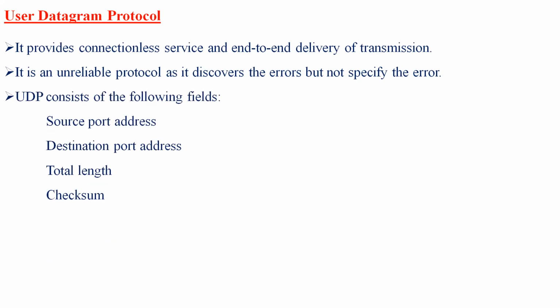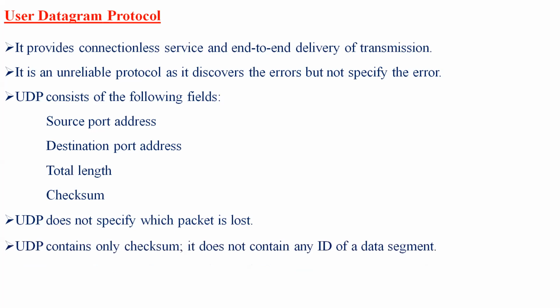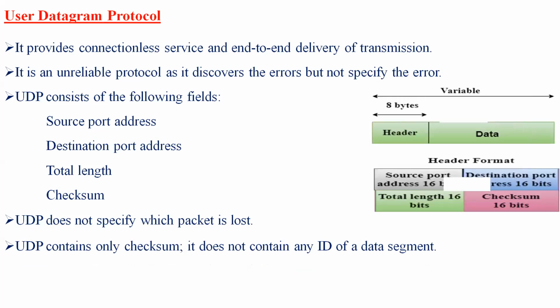It consists of different fields like source port address, destination port address, total length of a segment, as well as a checksum. It doesn't specify which packet is lost. It doesn't determine packet loss. It contains only a checksum value. It doesn't contain any identification or ID of a data segment.